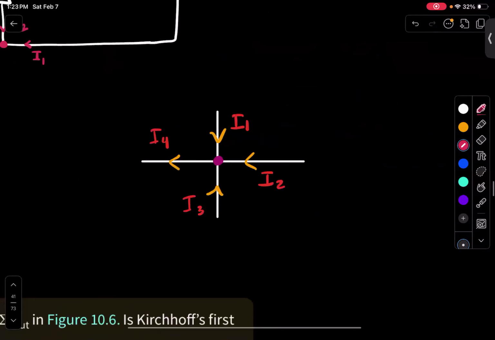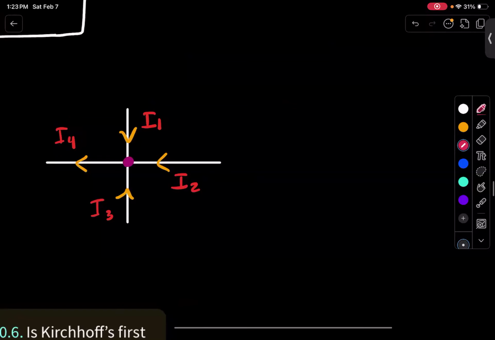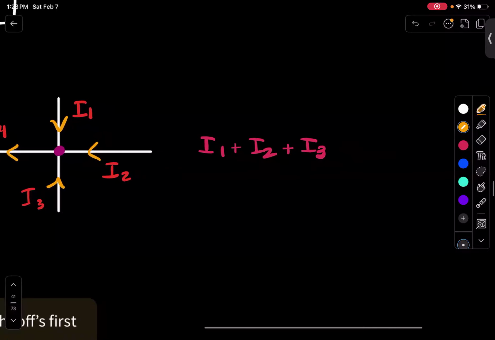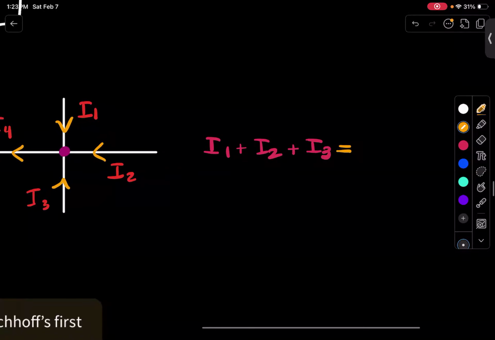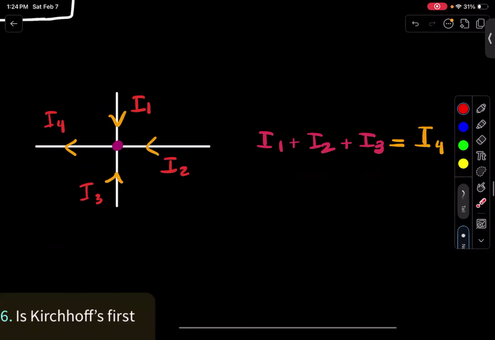Now, for example, how do I make an equation connecting these currents? So this is like inward, inward, inward, outward. So just sum it up. What are the total currents entering the junction? It is I1 plus I2 plus I3. They're all entering, and that should mean I4 is equal to the sum of all of these, because this is the current leaving and these are the currents entering. So all of them would equal I4.